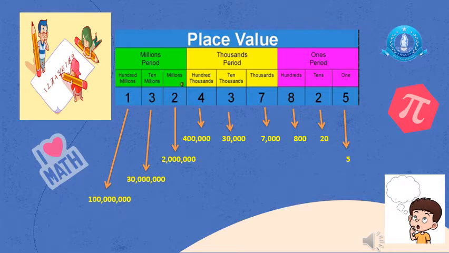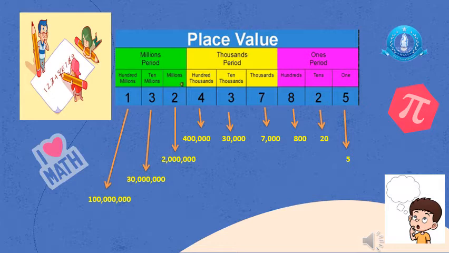Now look at the digit 3. 3 is on the place of 10,000. So it will be 30,000. 1 zero is of 30 and 3 zeros of 1000. 4 is on the place of 100,000. It will be 400,000. 2 zeros of 100 and 3 zeros of 1000.